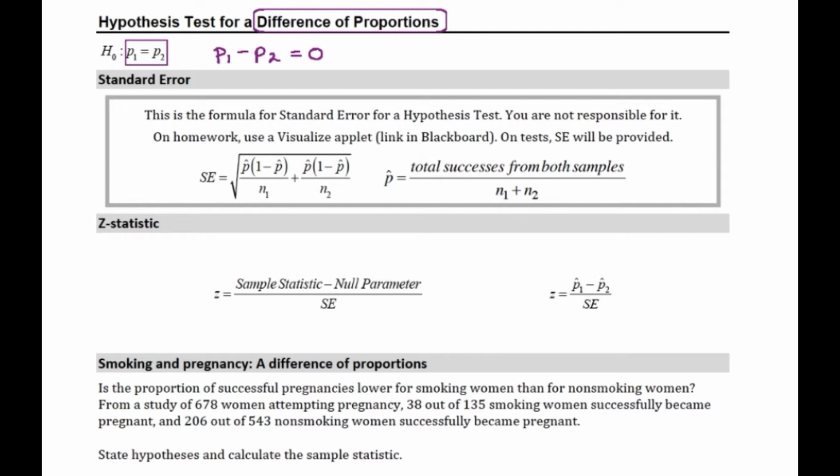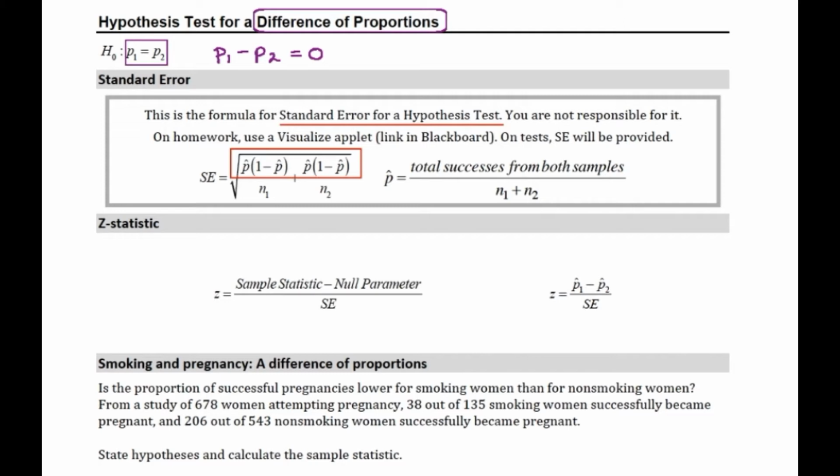Continuing with the idea of using a theoretical distribution, we now have a standard error formula. This one is a standard error for a hypothesis test. It is slightly different from the standard error for a confidence interval. Notice we have just a single p hat that's repeated in all of these. That's not a p1 hat and a p2 hat. We're not talking about the individual proportions from the two samples.